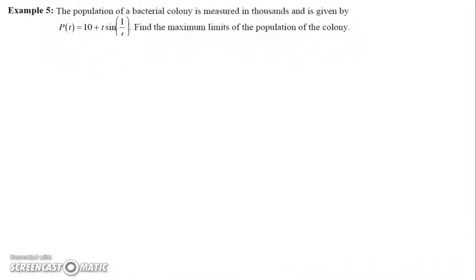So the population of a bacterial colony is measured in thousands and is given by P of t equals 10 plus t sine of 1 over t. Find the maximum limits on the population of the colony. So maximum limits would be as time goes to infinity. So what is the limit as time goes to infinity of P of t is what this question is asking.